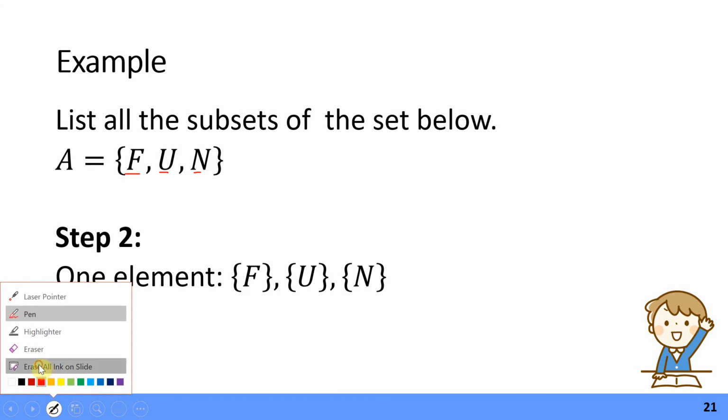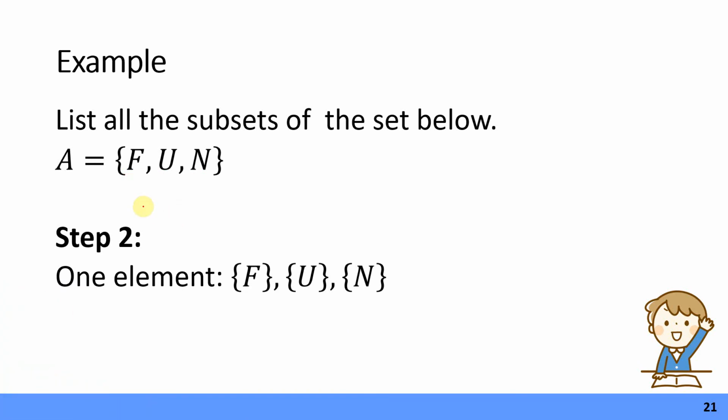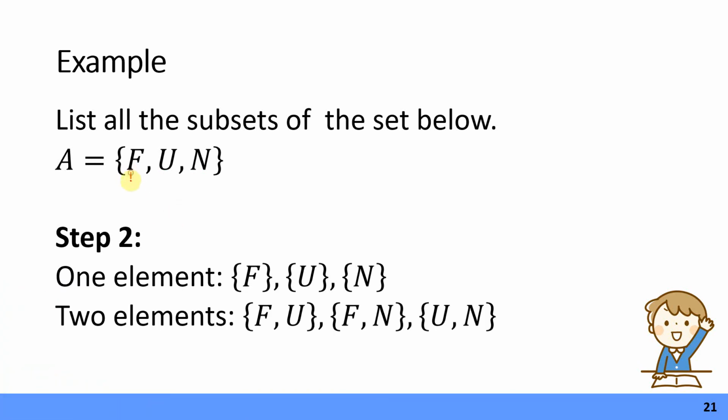So let me erase that. The way I showed you that I like to do it, right? I pair up F with the U, and then the F with the N, and then the U with the N, and I think that's all the combinations you could make, right? Again, don't put N with U because it's the same thing as U with N. So if you have the same elements but in different order, don't do that. It has to be exactly like that. So I think that's it.